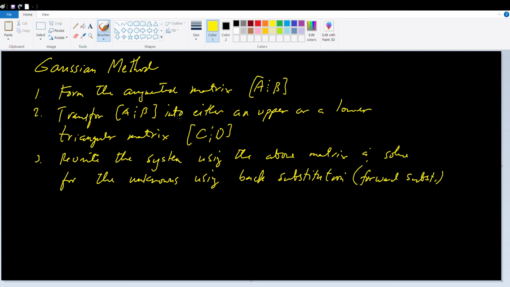Okay? So we will not transform the augmented matrix into a reduced row echelon form. We will simply transform it into either an upper or a lower triangular matrix. We write the system corresponding to the above matrix C augmented D, and we shall use either back substitution or forward substitution. So let us have an example.